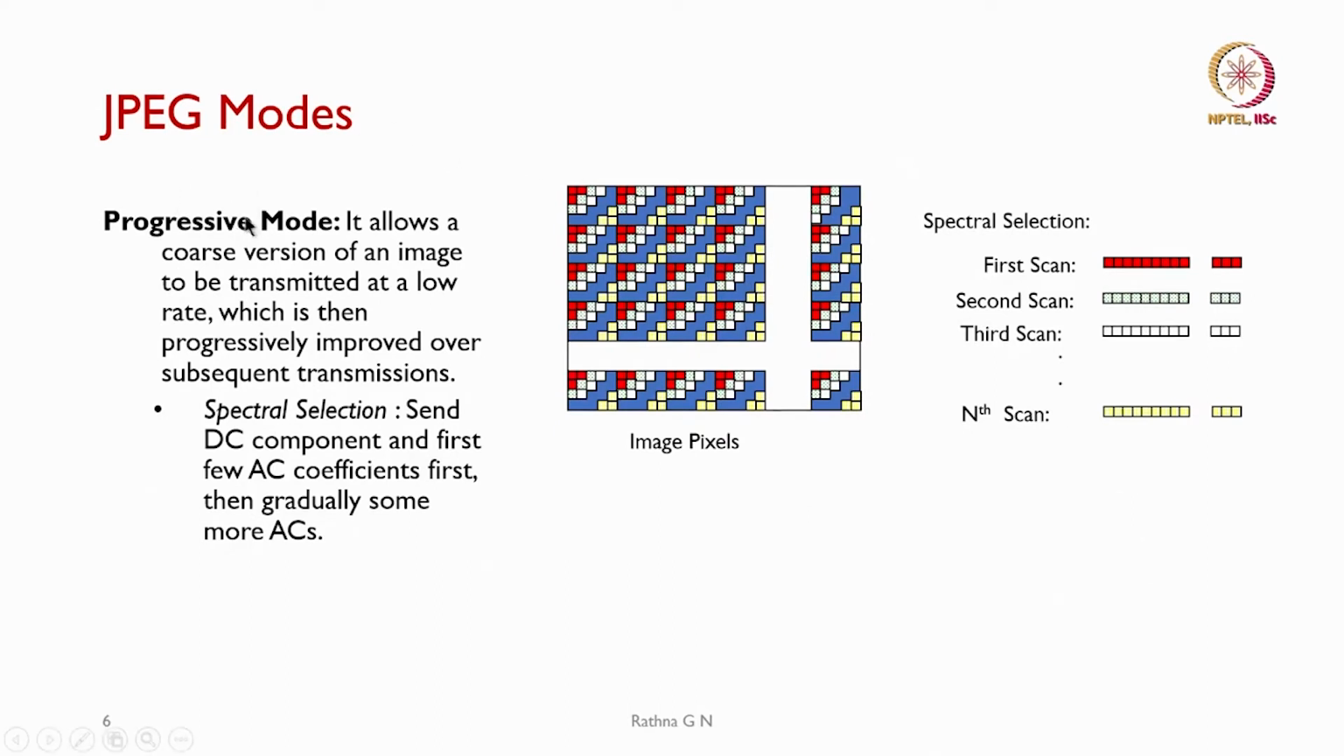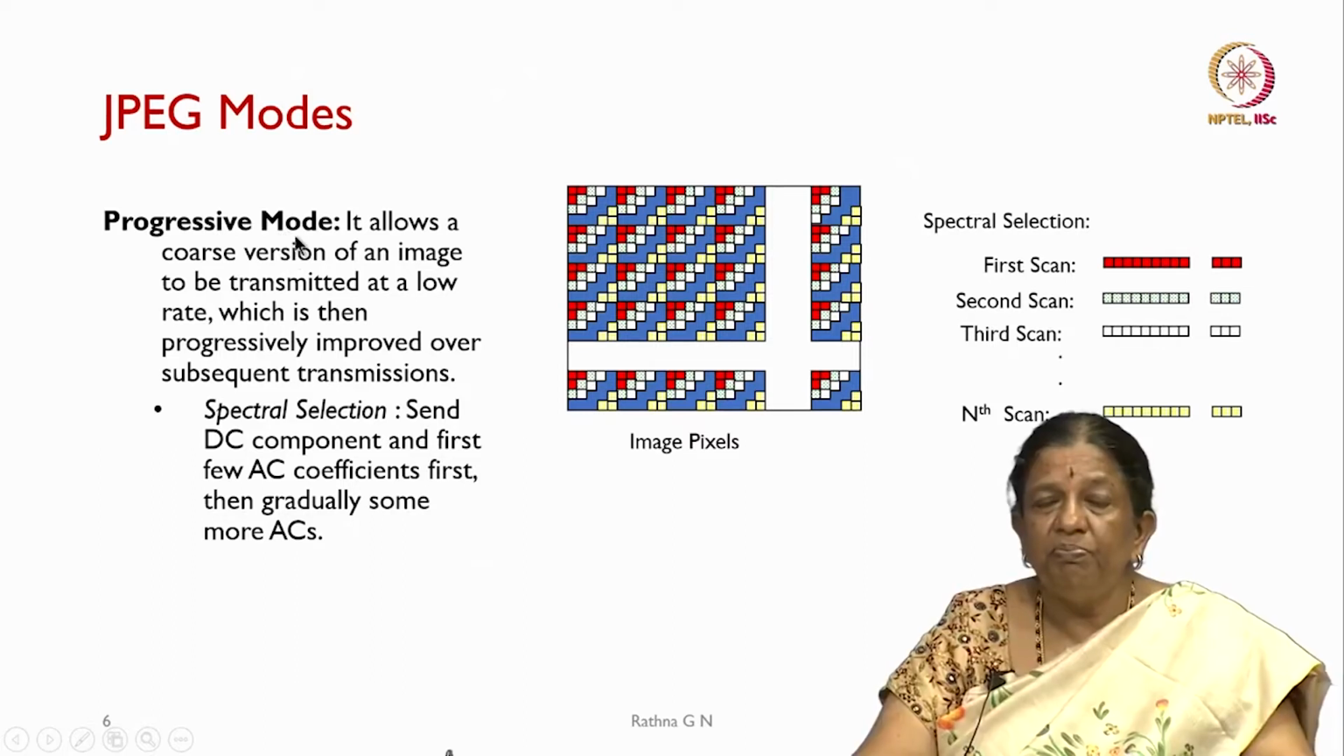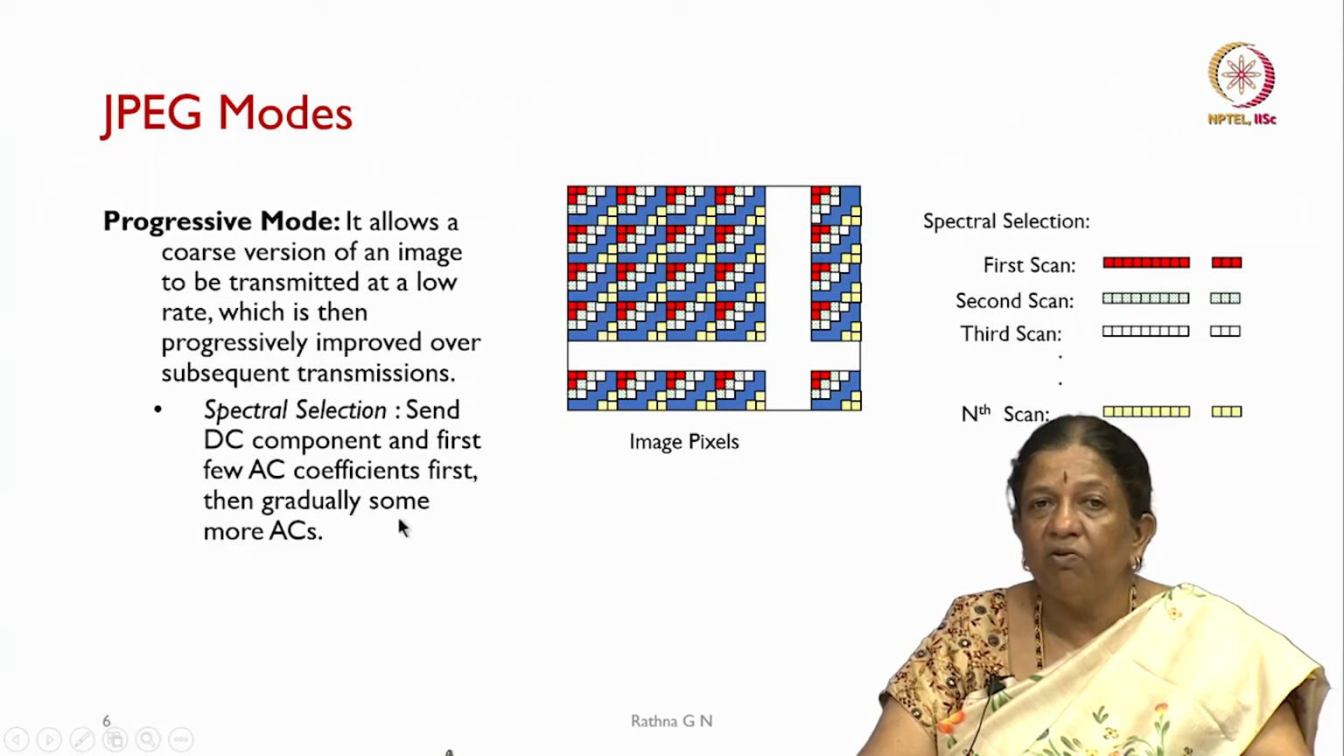Then we continue with the progressive mode. From the previous predictive mode, we will see how progressive goes. It allows a coarse version of an image to be transmitted at a low rate, which is then progressively improved over subsequent transmissions. As you will see, in spectral selection we send the DC component and the first few AC coefficients first, and then gradually some more AC coefficients are selected.